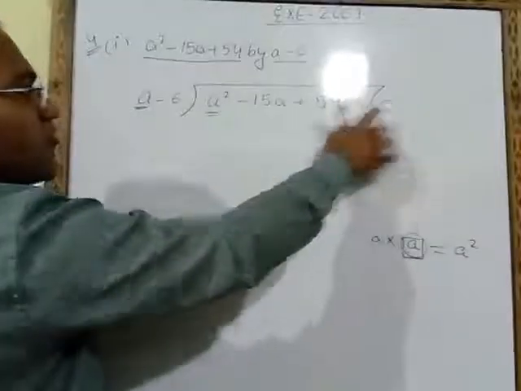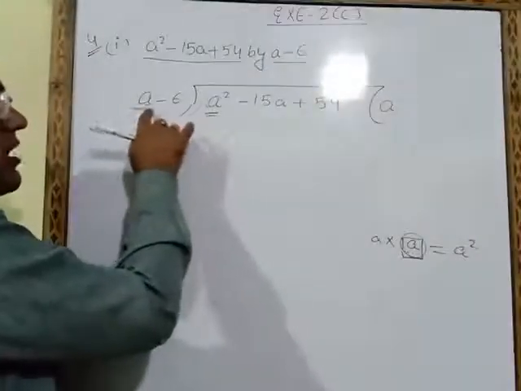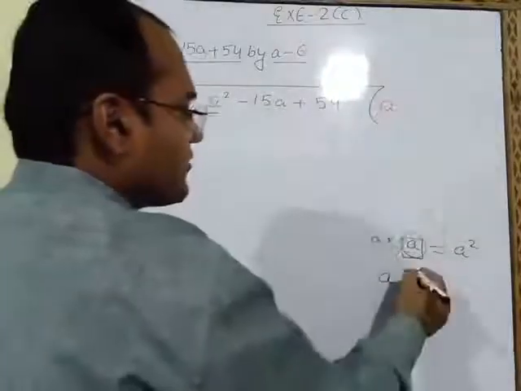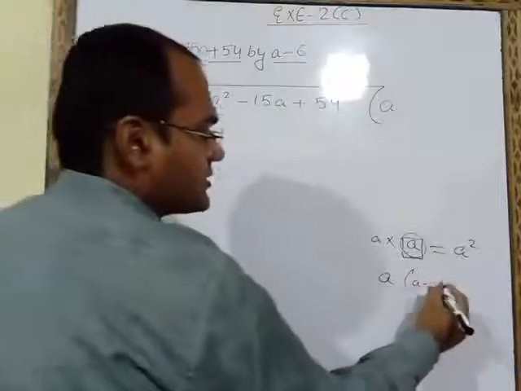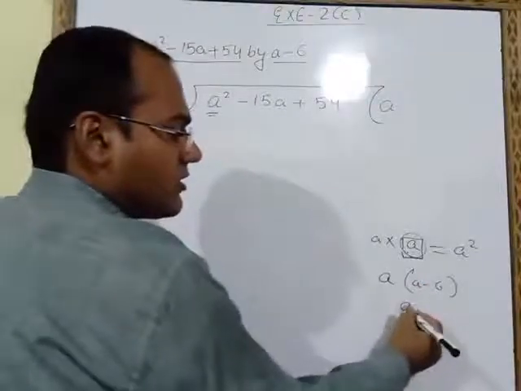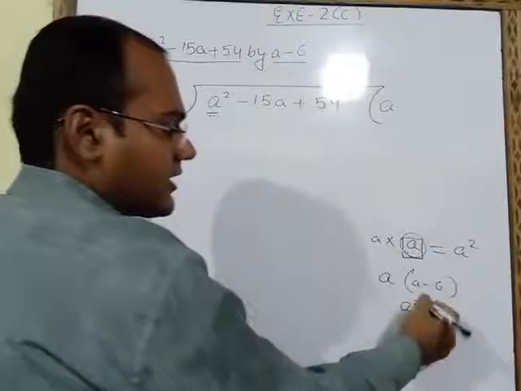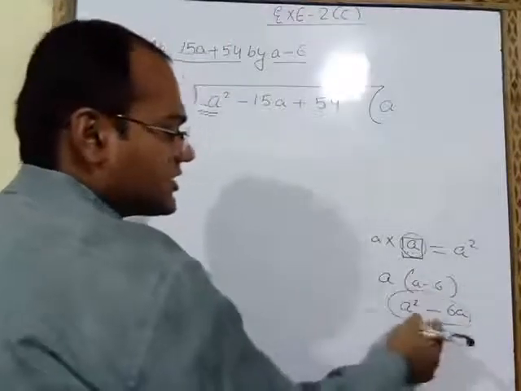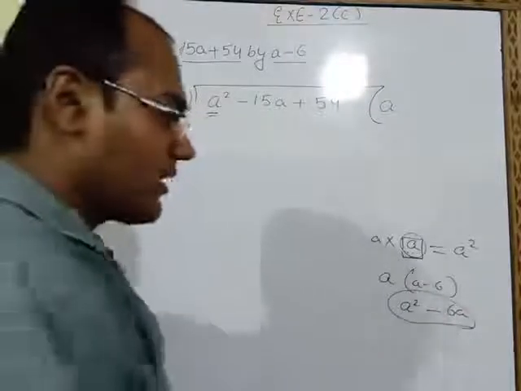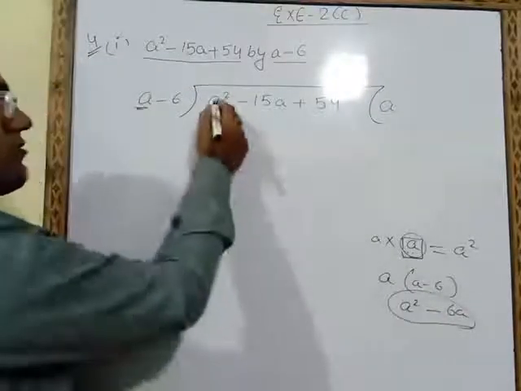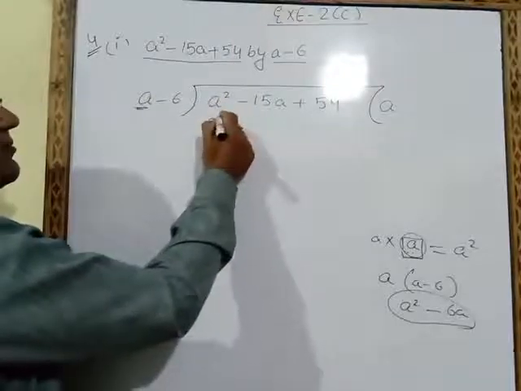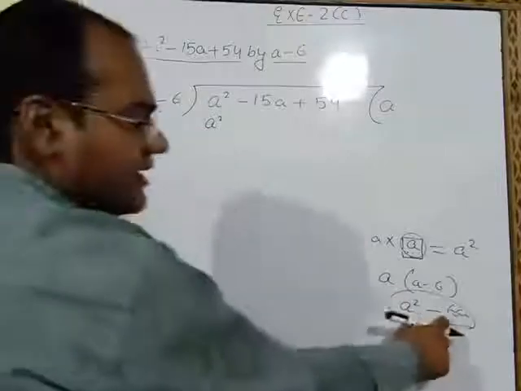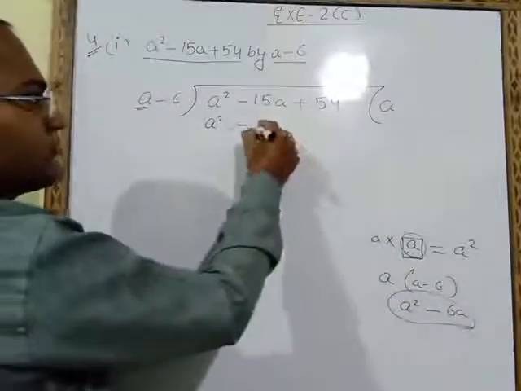Now this a we have to multiply with both the terms, a minus 6. When we multiply a with both terms, we get a into a, a square, and minus a into 6, that is minus 6a. This is the answer we are getting on multiplying. Like terms we have to write together, so a square we write under this term, and minus 6a under this term.